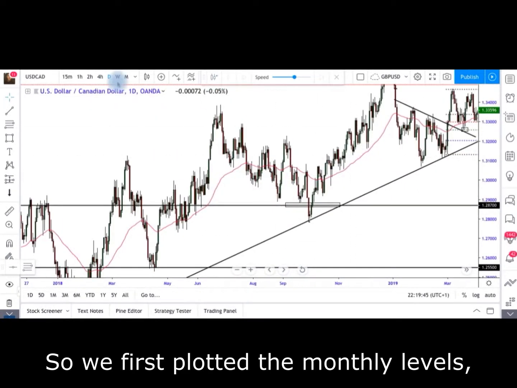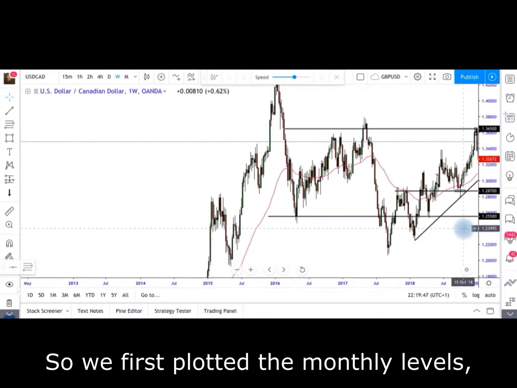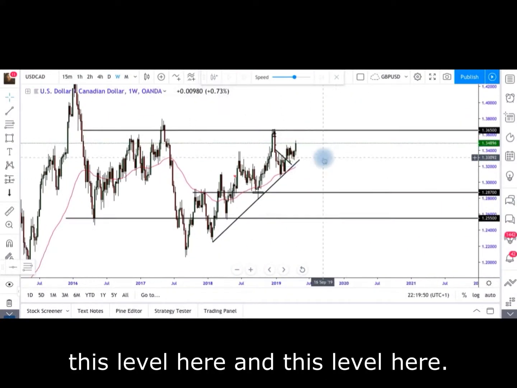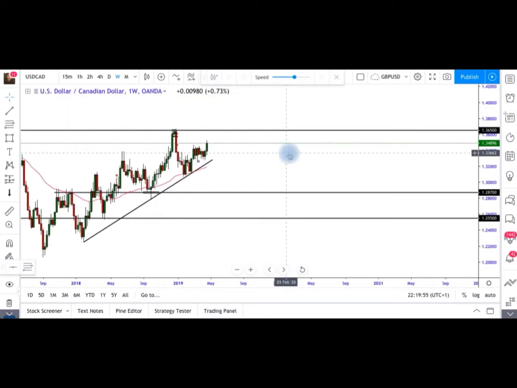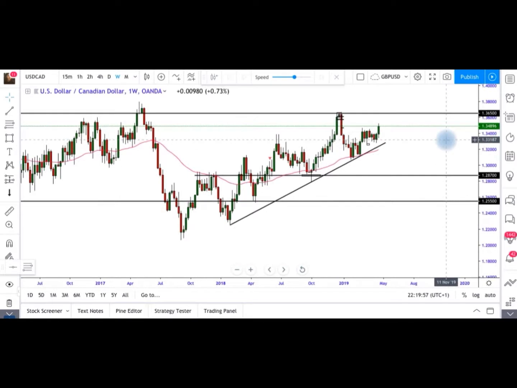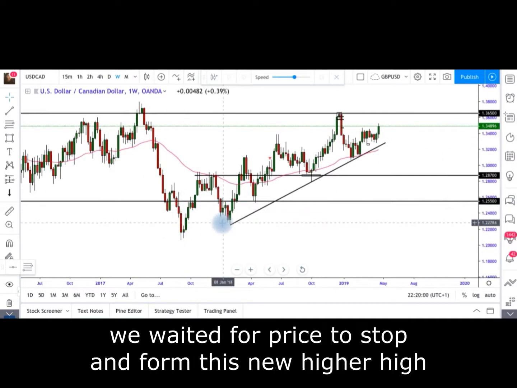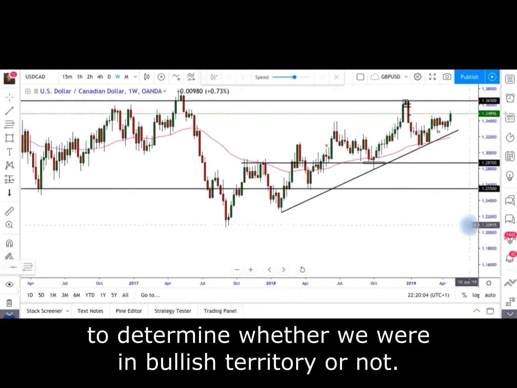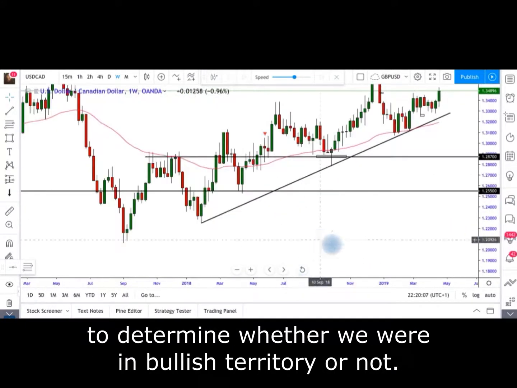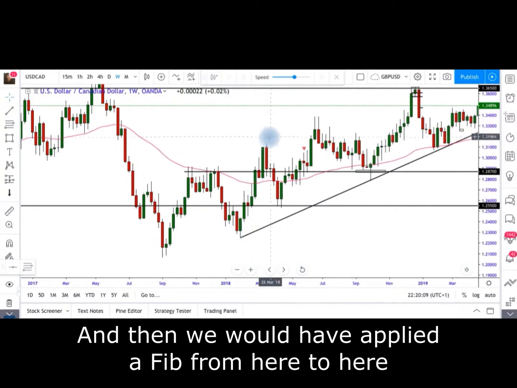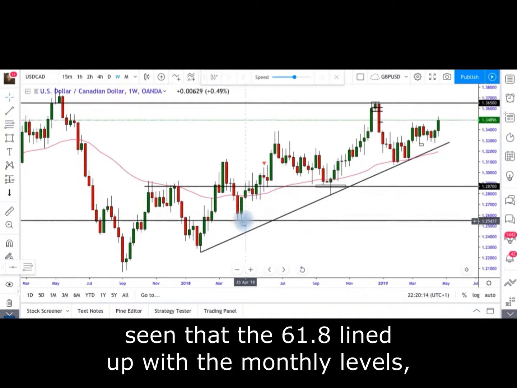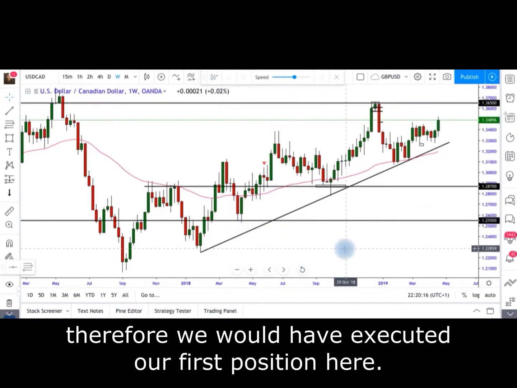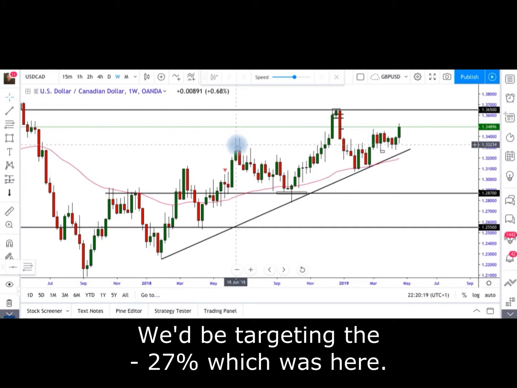So we first plotted the monthly levels, this level here and this level here. Once we had these first 2 points, we waited for price to stop and form this new higher high to determine whether we were in bullish territory or not. And then we would have applied a fib from here to here, seen that the 61.8 lines up with the monthly levels, therefore we would have executed our first position here. We'd be targeting the -27%, which was here.